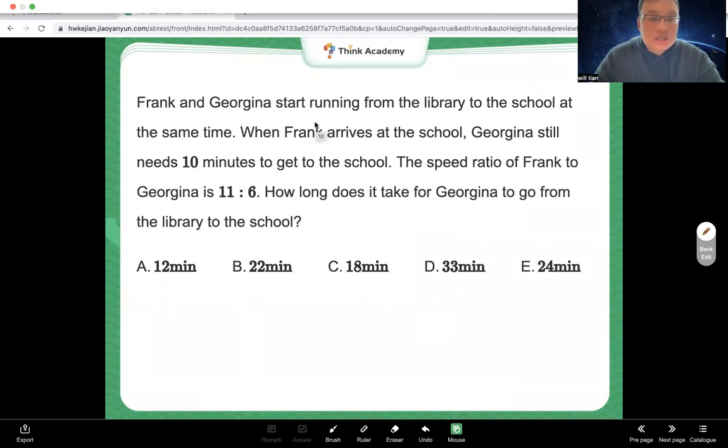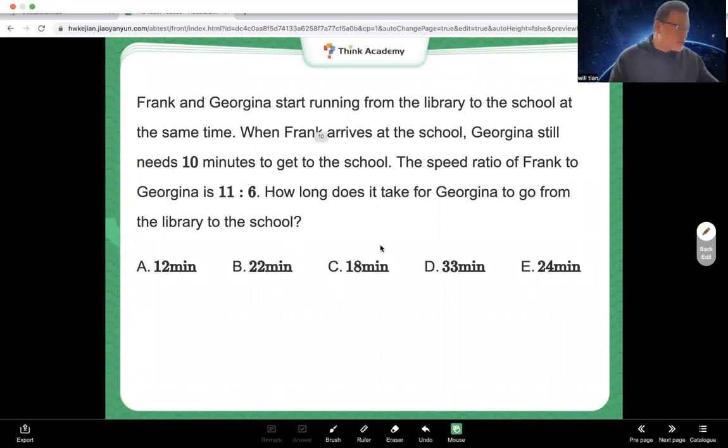Okay, one more question. Frank and Georgina start running from library to school at the same time. When Frank arrives at school, Georgina still needs 10 minutes to get to school. The speed ratio of Frank to Georgina is 11 to 6. How long does it take for Georgina to go from library to school?